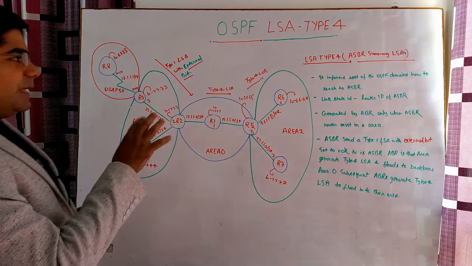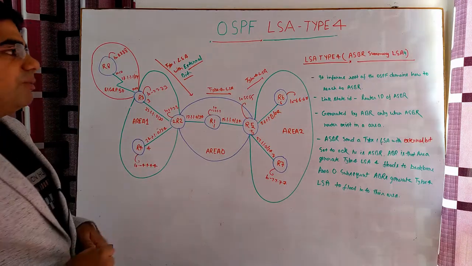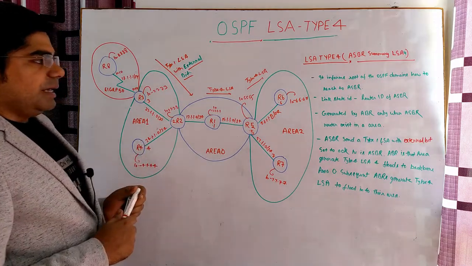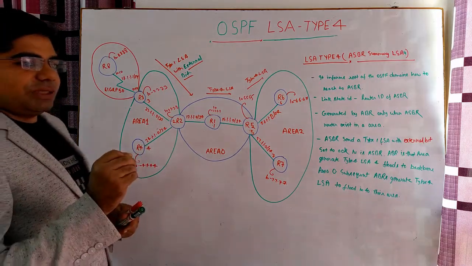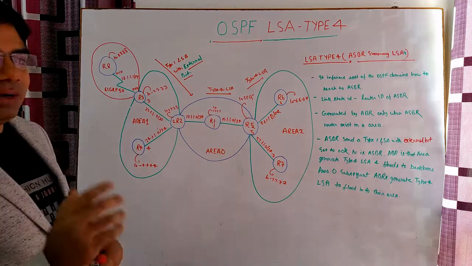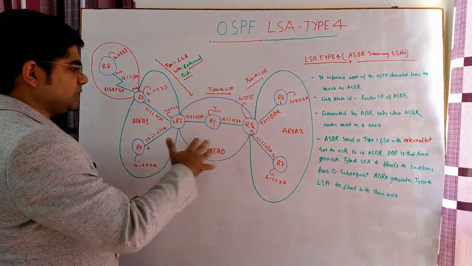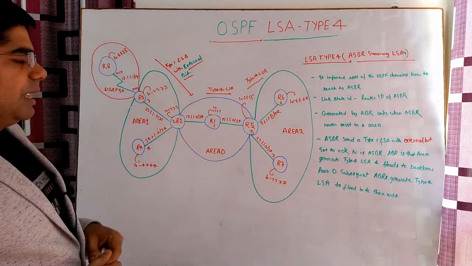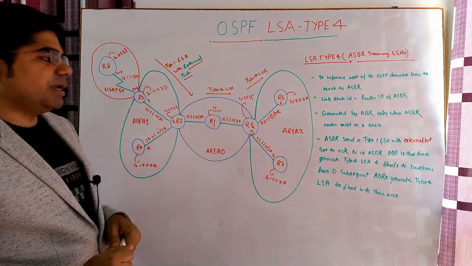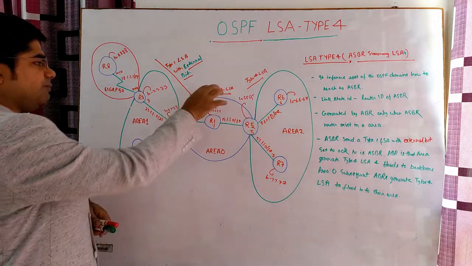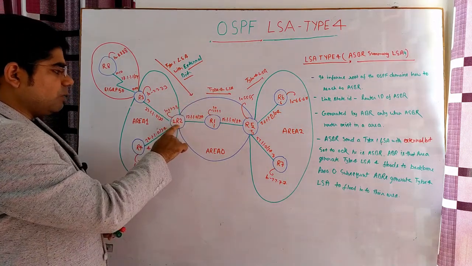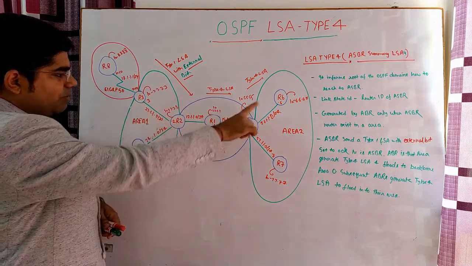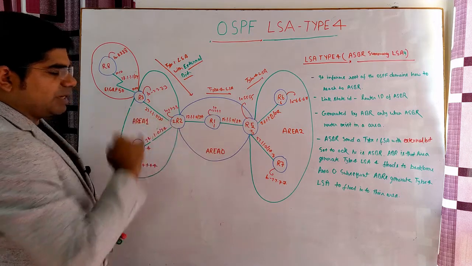So what does type 4 LSA inform? It informs the rest of the OSPF domain how to reach the ASBR. The link state ID field in LSA type 4 will be the router ID of the ASBR, in this scenario the router ID of router 3, that is 3.3.3.3. This type 4 LSA will be generated by the ABR only when an ASBR exists in that area. Other routers will not generate it, only the ABR will.